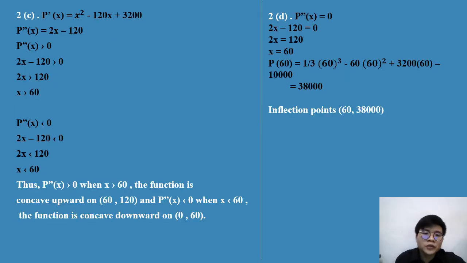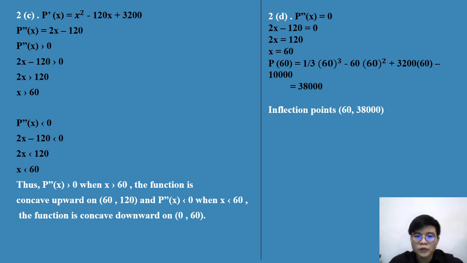From question 2c, we want to find the interval where the function is concave upward or downward. If you want to find this, we want to find the second derivative of the profit function and see if it is bigger than 0 or smaller than 0. The second derivative of the profit function is 2x minus 120. So we can know that when the second derivative is bigger than 0, when x is bigger than 60, the function is concave upward on 60 until 120, and when the second derivative is smaller than 0, when x is smaller than 60, the function is concave downward on 0 until 60.